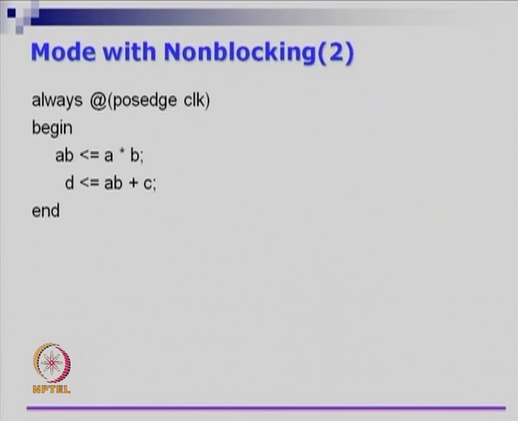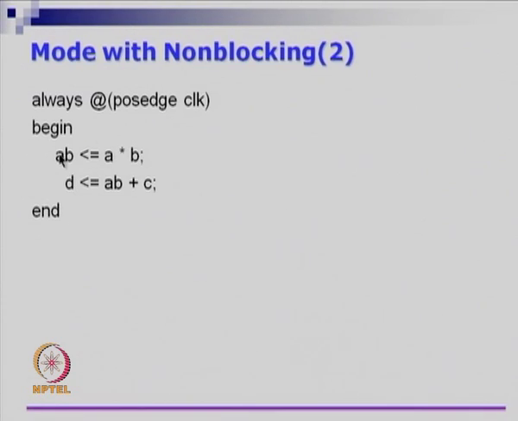Now, let us look at another model. So, this model is: always at passage of clock, AB is A times B, D is AB plus C. So, let us say we wrote something like this: AB is A times B and D non-blocking equals AB plus C. So, take a while and think about what it should really be inferring first.